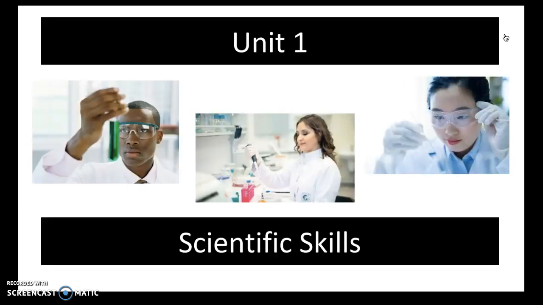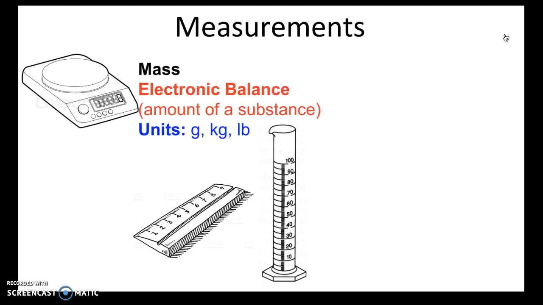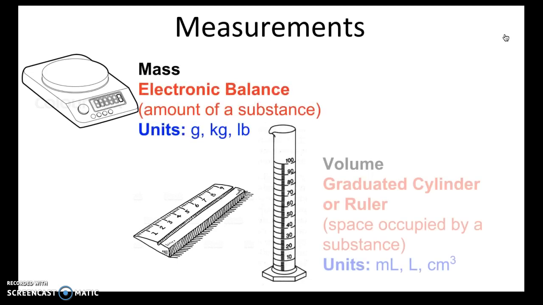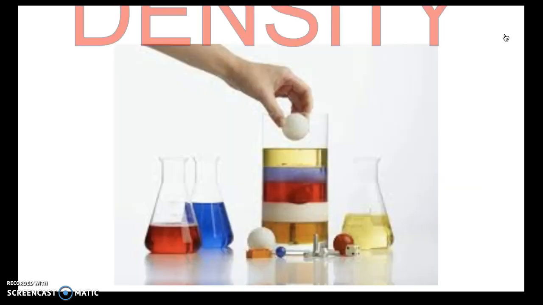All right, Unit 1 is on scientific skills. And so far what we've talked about in this unit are measurements. We looked at mass and the equipment that we use to measure mass, along with the units for mass. We also looked at volume and the equipment that we use to measure volume, and some units for volume. In this video, we are going to focus on density.